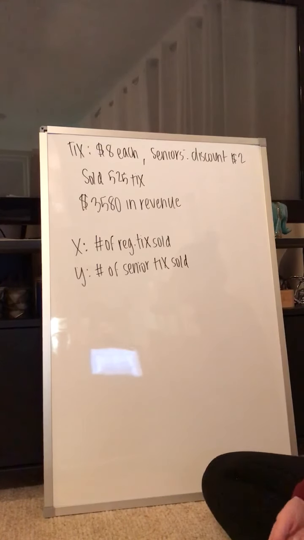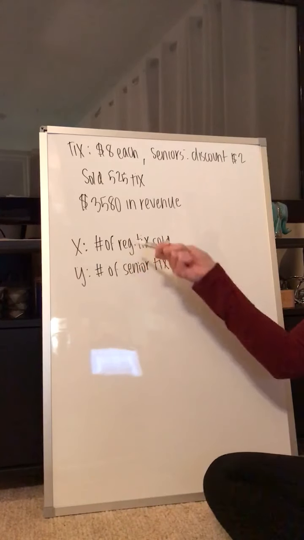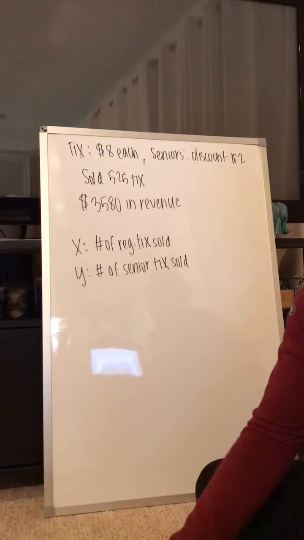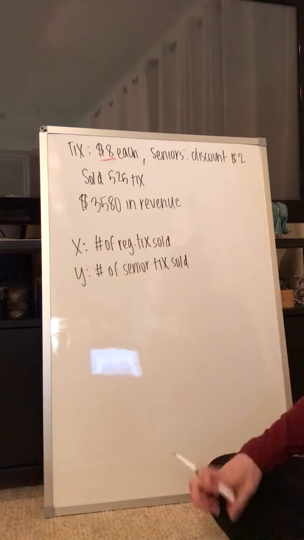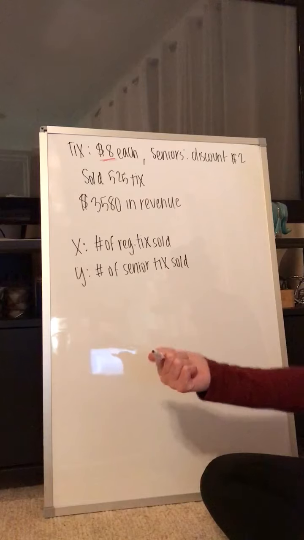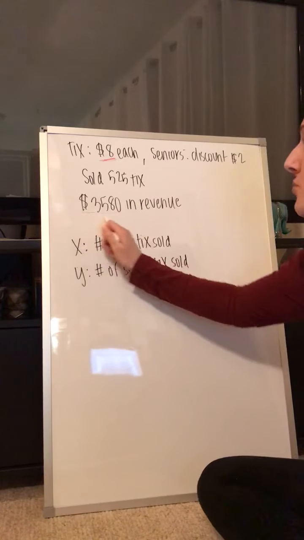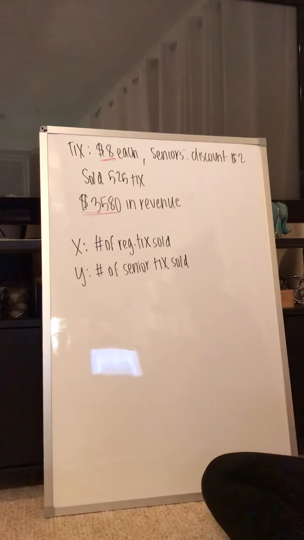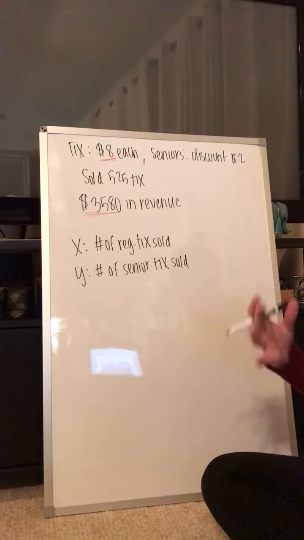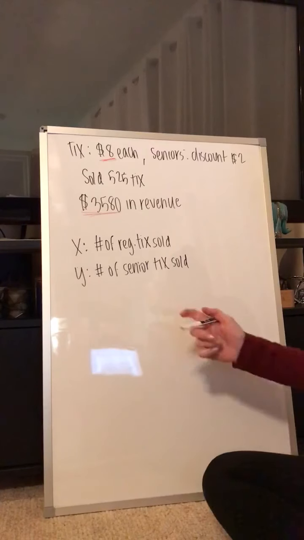All right, so in order to have a system of equations, I need to have two equations. One of them is going to be representing the number of tickets, but we also have other information. We have the price of the tickets. We know that regular tickets are sold at $8. We know that the senior tickets have a discount of $2, and we have $3,580 in revenue. My first equation, it doesn't matter which order you write these in, I'm just going to write them in the order of the variables that I've already set.